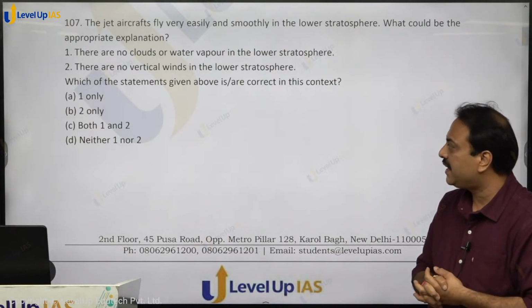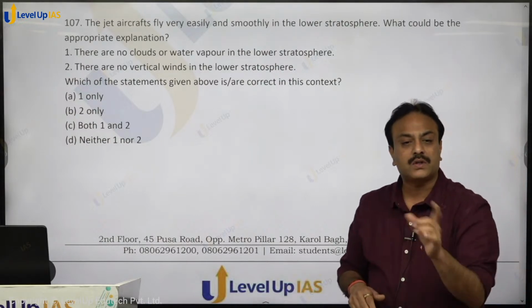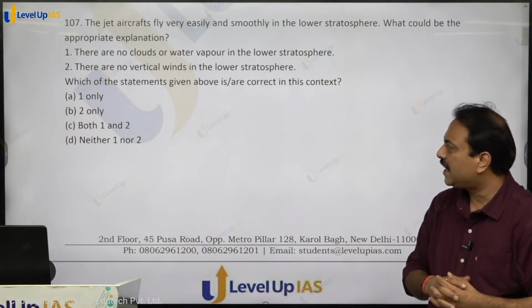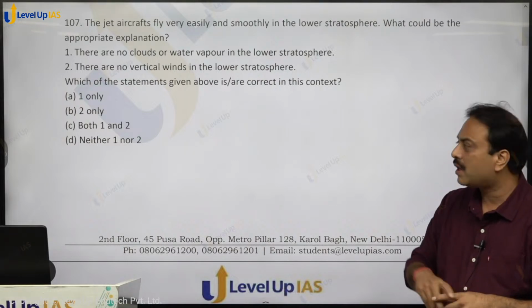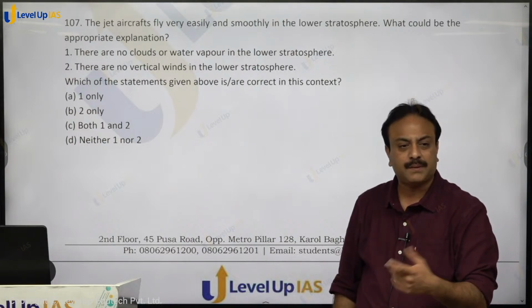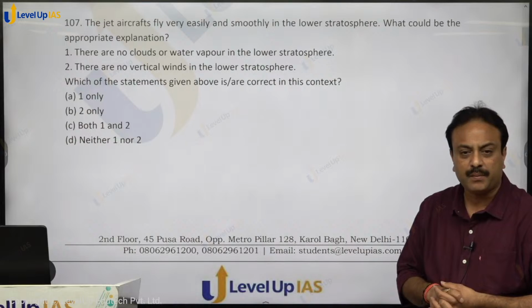The first statement is saying that there are no clouds or water vapor in the lower stratosphere. Generally, the concentration of clouds and water vapor is very negligible in the lower stratosphere. And statement number 2, there are no vertical winds in the lower stratosphere. That is absolutely correct. On statement number 1, there was much ambiguity going on, but UPSC has accepted both as the correct answer. So both 1 and 2, option C for cat will be the right answer.